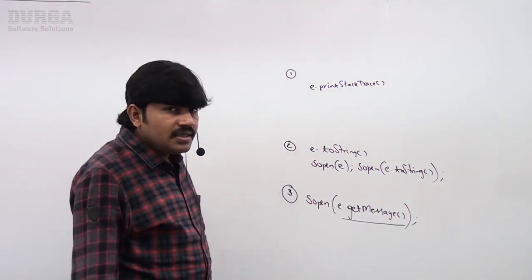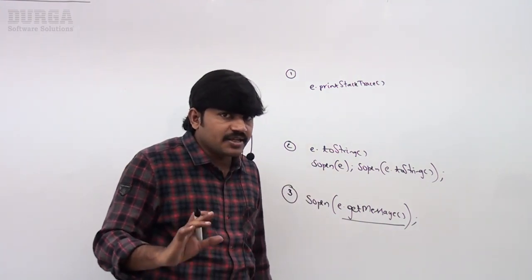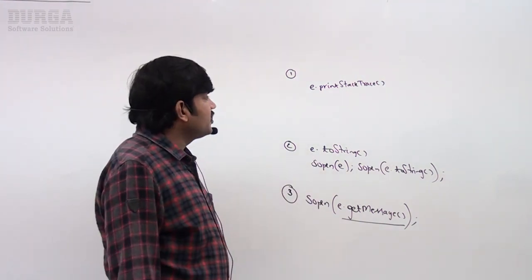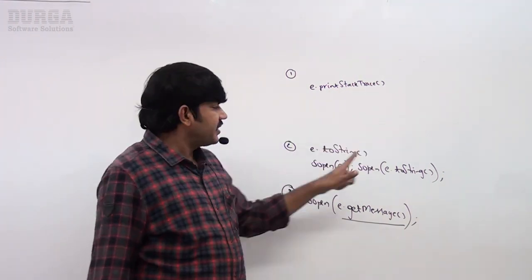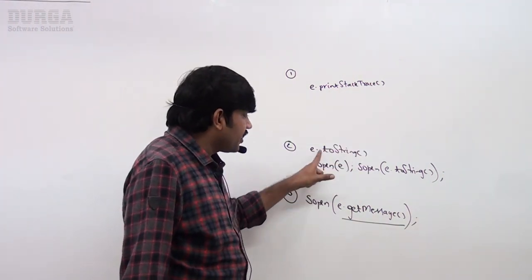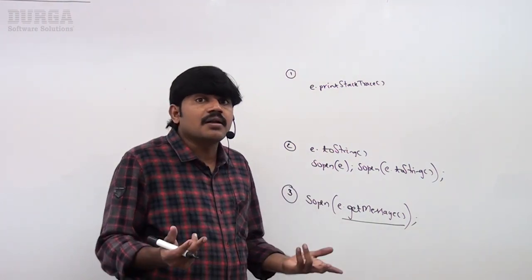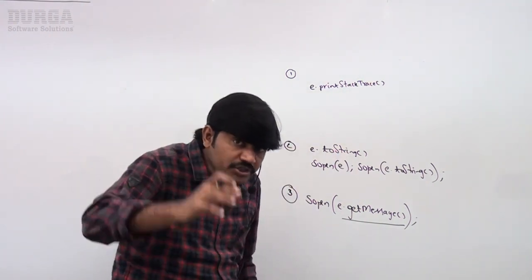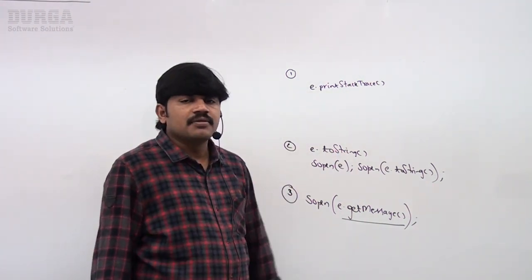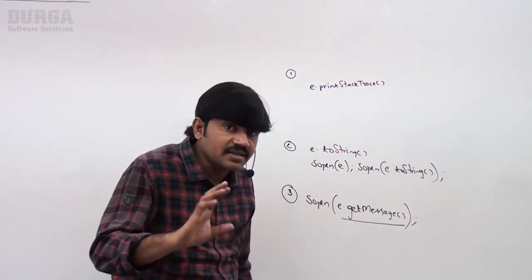These are three ways to print exception information to the console. The first one, simply you can call printStackTrace. Second one, the toString method, e dot toString. Third one, e dot getMessage. What is the difference between these things? In which class are these methods available? These methods you can apply on any exception object, on any error object.